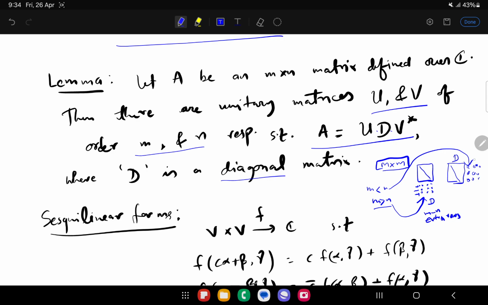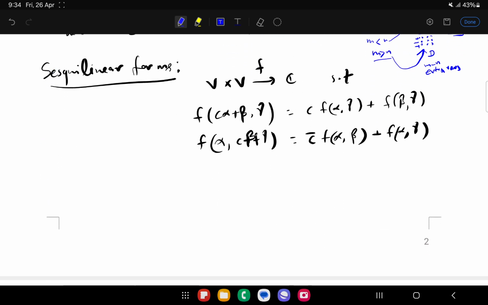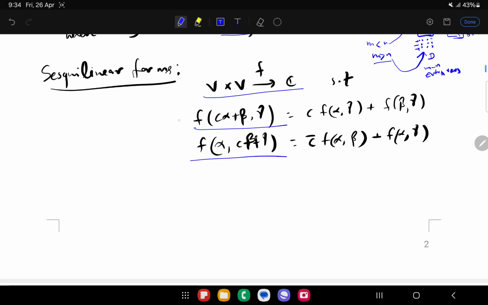And here these columns, they are basically N minus M columns. Okay, so next we have sesquilinear forms. Definition of sesquilinear form: linear in first coordinate and conjugate linear in second coordinate. Here is the definition, so we'll use it.